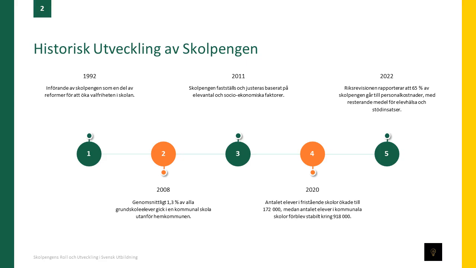The historical development of school funding began in 1992 with reforms to increase school choice. Significant milestones include adjustments for socio-economic factors in 2001, and recent increases in resource allocation and teacher salaries.